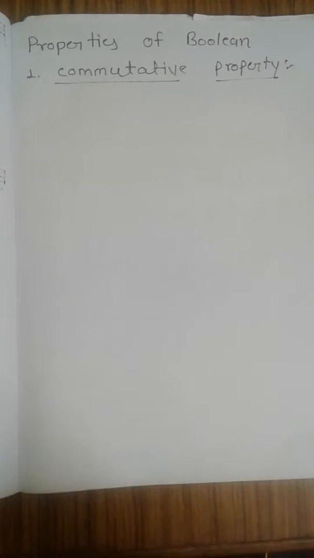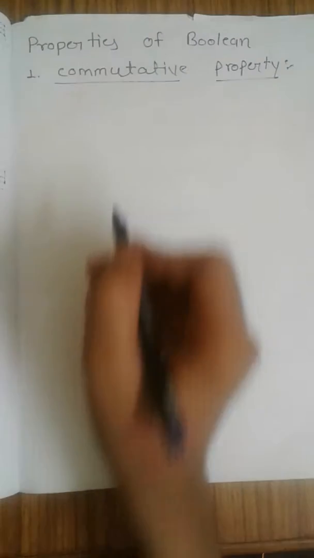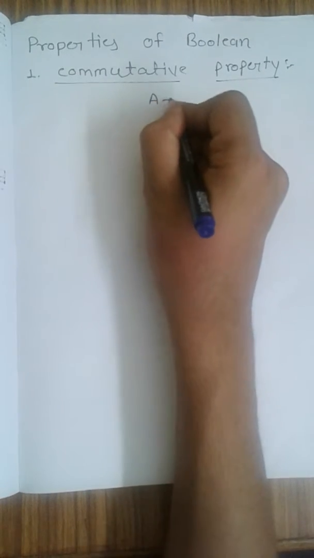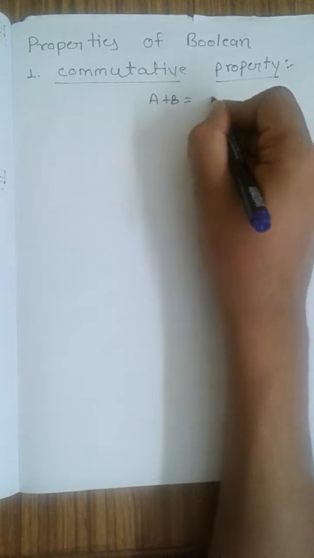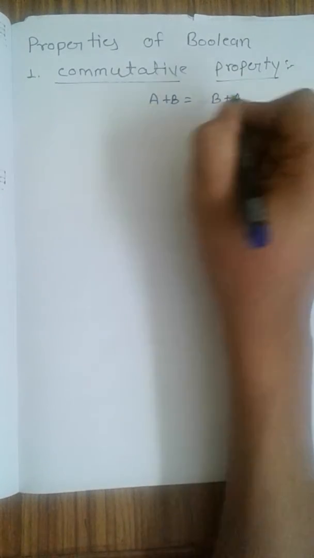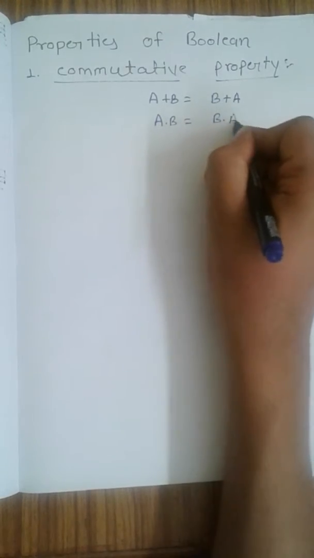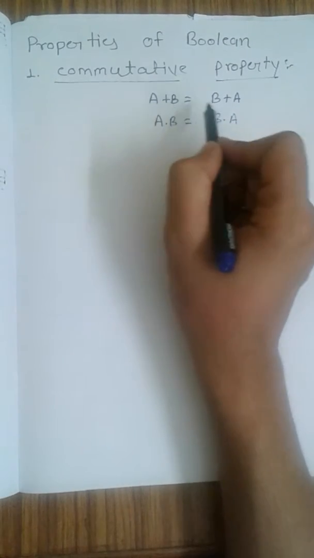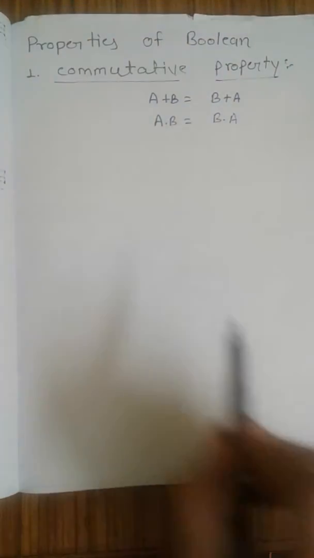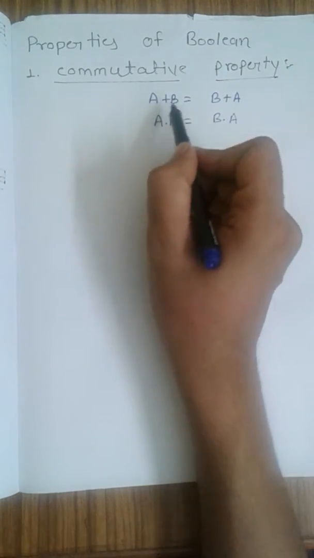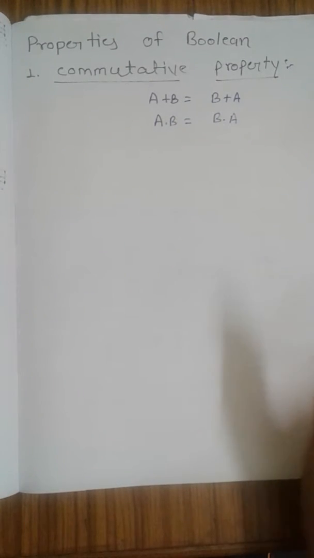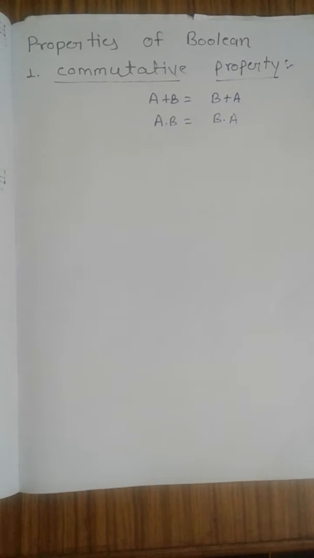So the first property is the commutative property. What is it? a plus b is equal to b plus a, and a into b is equal to b into a. Like we change the order; if we change the order of the numbers, the result will not change. If we change the order in any operation, it will not change. This is called the commutative property, and all the gates follow the commutative property.